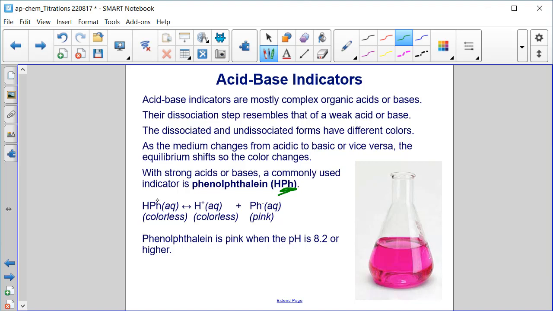So phenolphthalein, HPh, in water is colorless. But this equilibrium exists where this phenolphthalein, HPh, can dissociate. All right, and so then we have the hydrogen ion and this conjugate base here. This hydrogen ion is colorless, and this ion is pink in color. So phenolphthalein is pink when the pH is 8.2 or higher.